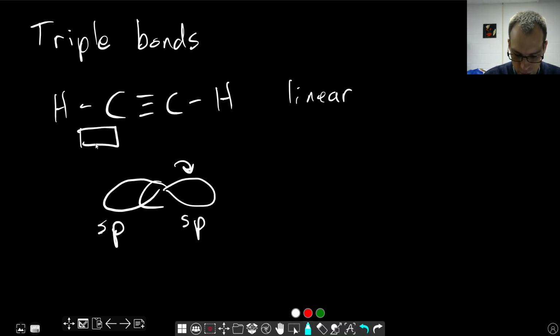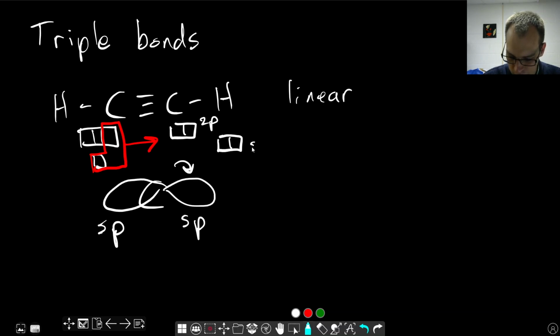So if we sketch out our s and p orbitals, we're now just taking our s orbital and only one of the p orbitals and combining those, with two leftover p orbitals, to form two sp hybrid orbitals. And these form a linear geometry. So whenever we have a linear geometry in a molecule where there are just two electron pairs or two electron domains, that's going to be an sp hybrid situation.